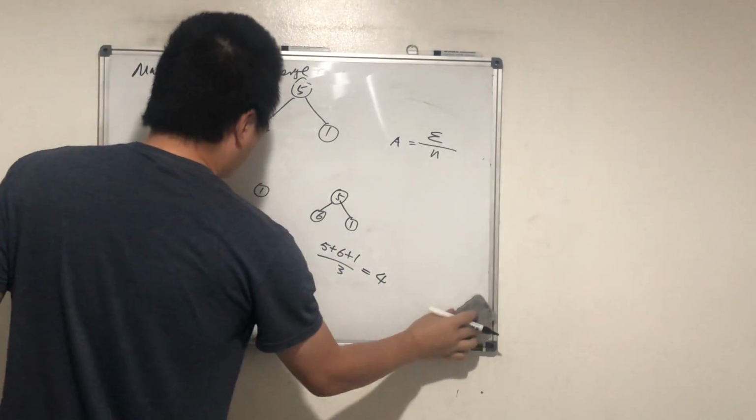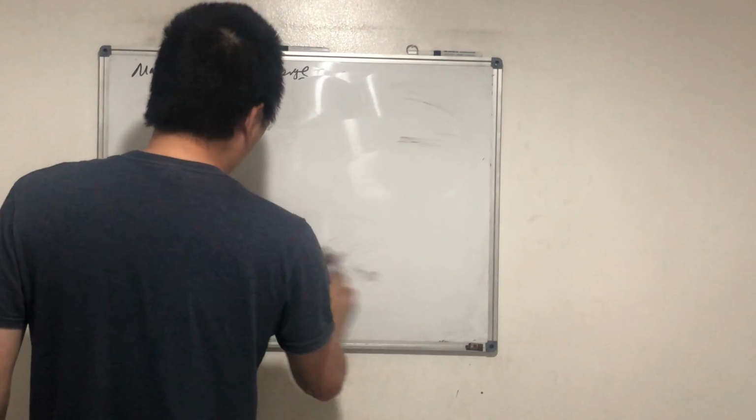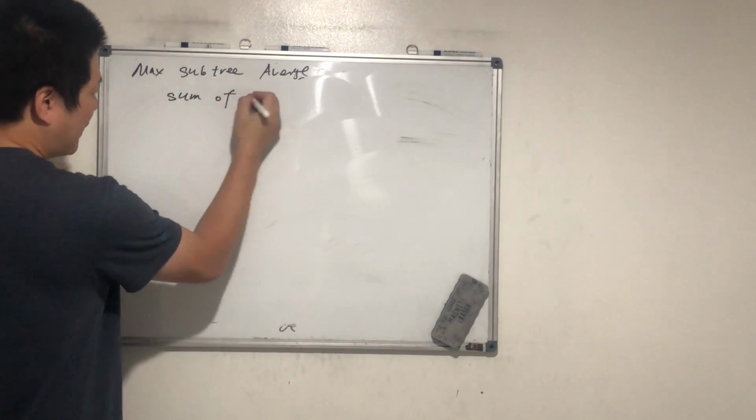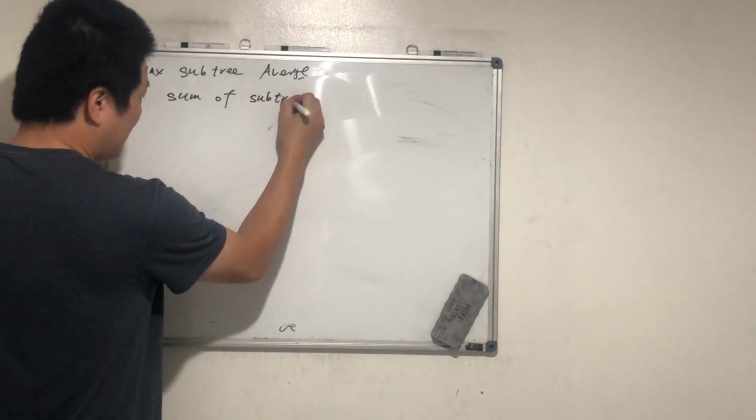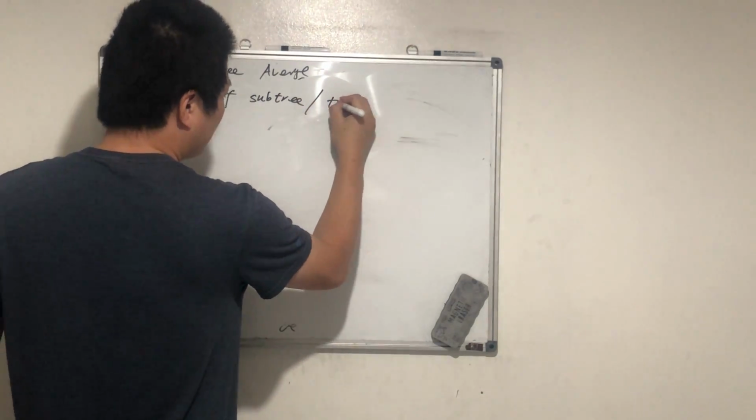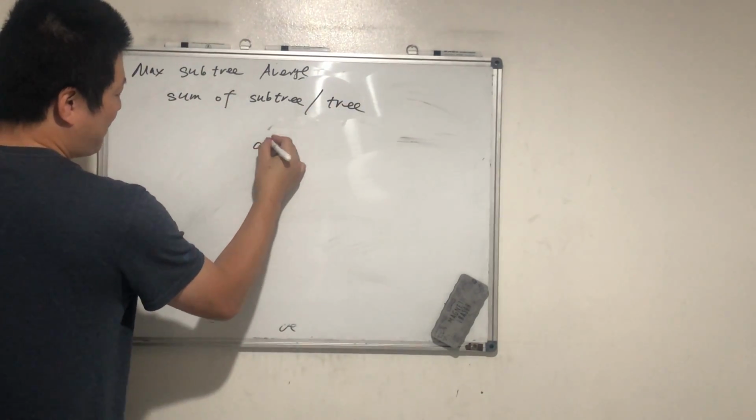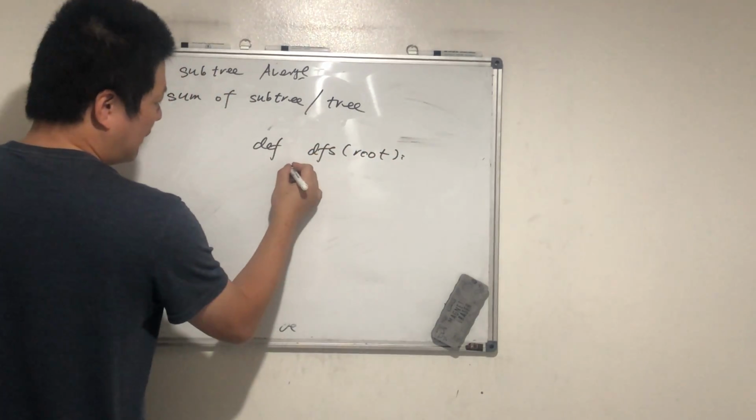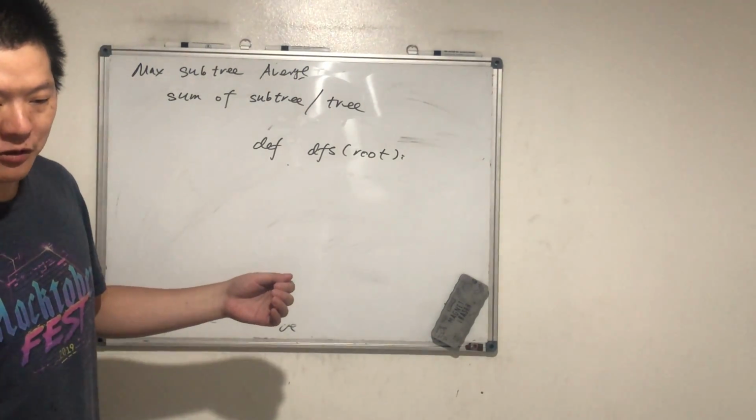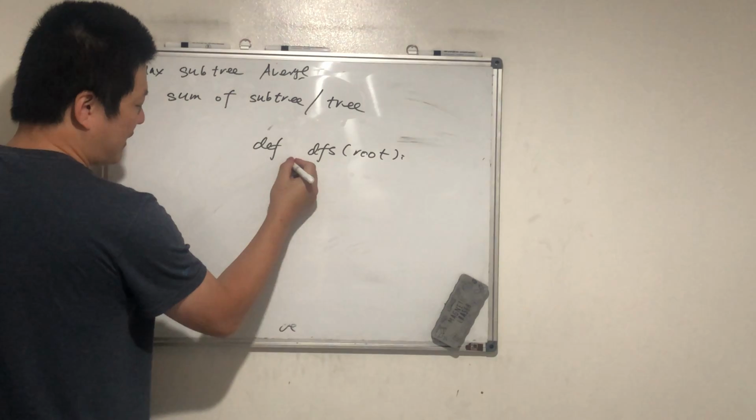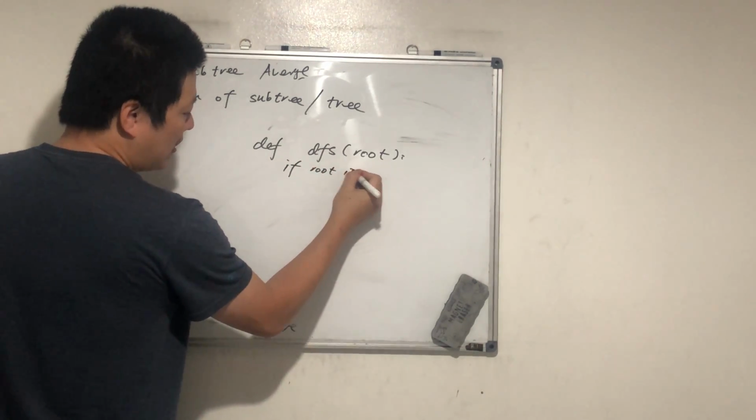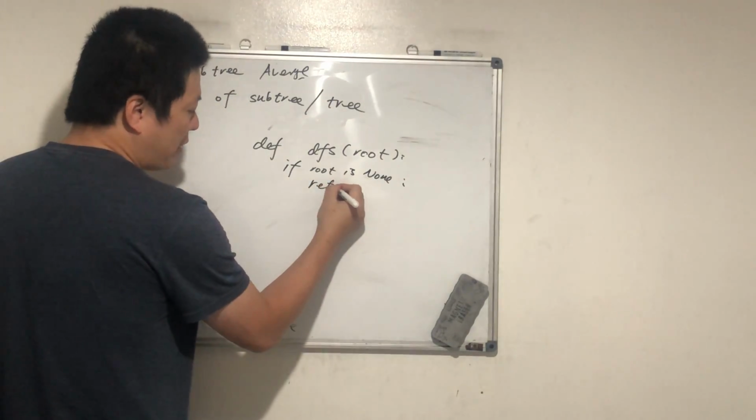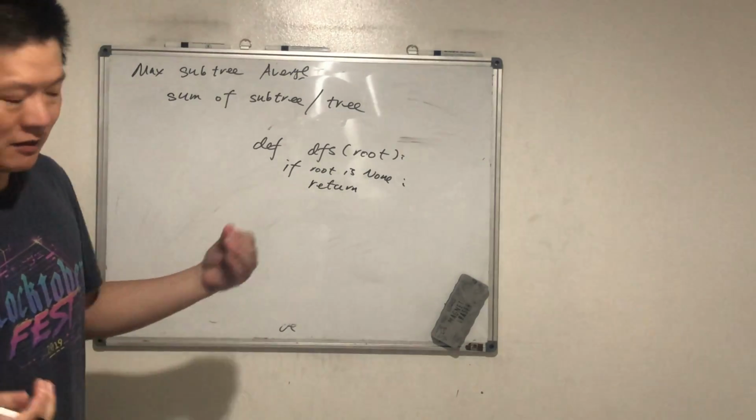Got it? Okay, so do you still remember how we calculate the sum? First of all, we want to know the sum of the subtree, the binary tree. We use recursion, remember? Depth first search, root. For the recursion, usually we need to check the base cases. If root is None, or you can write it as not root, return, what's the sum of it? Zero. Nothing.